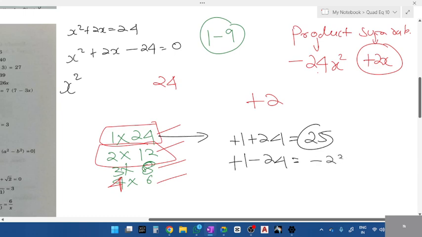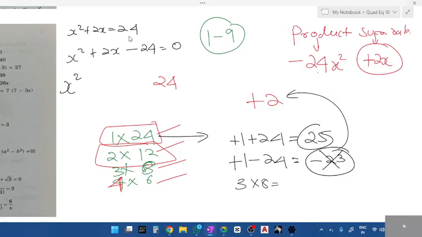What are we getting? Minus 23. We don't need minus 23. What do we need? What's the middle term we have? Plus 2. Next, take 3 and 8. What about 3 and 8? Not 3 and 8. Minus 1 is gone.